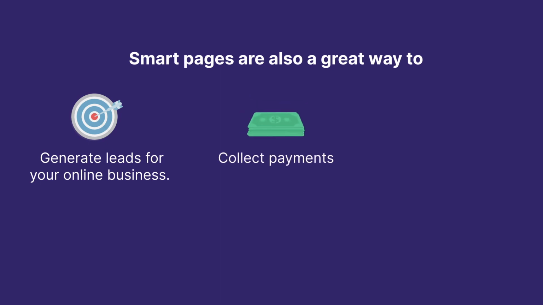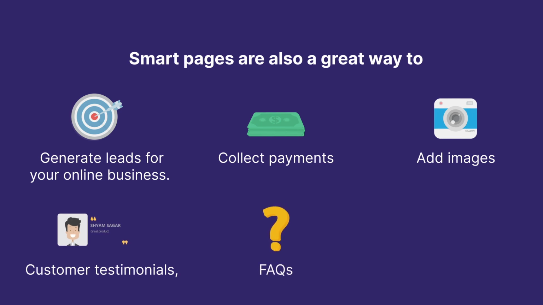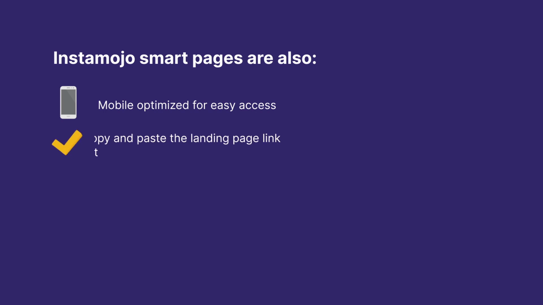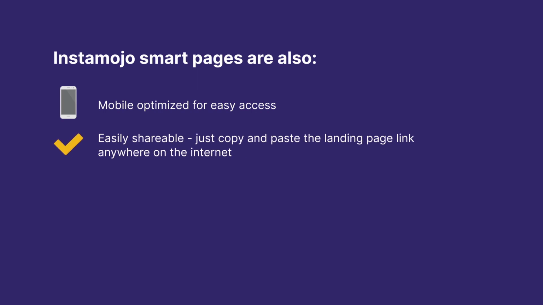You can not just collect payments, but also add images, customer testimonials, FAQs, and custom redirects to personalize your visitor's experience and turn them into a customer. Instamojo Smart Pages are also mobile optimized for easy access. They are easily shareable. Just copy and paste the landing page link anywhere on the internet. Plus, they are also super simple to use with a very easy interface.